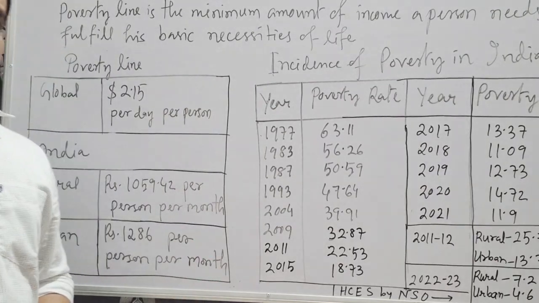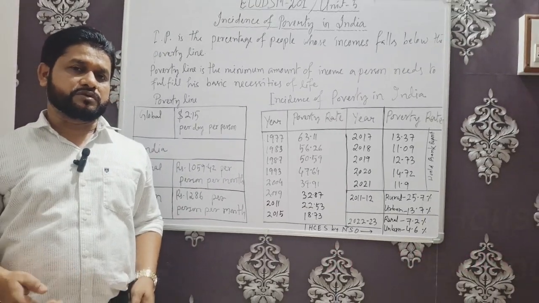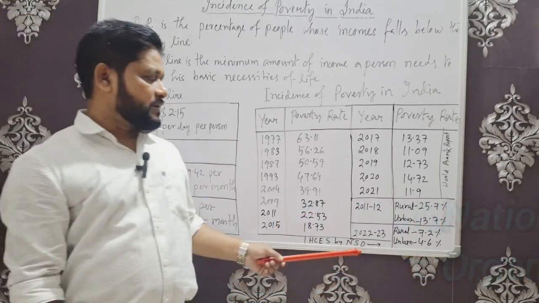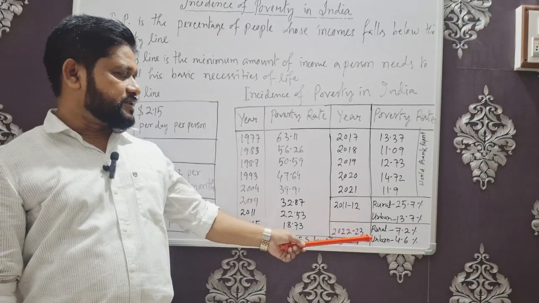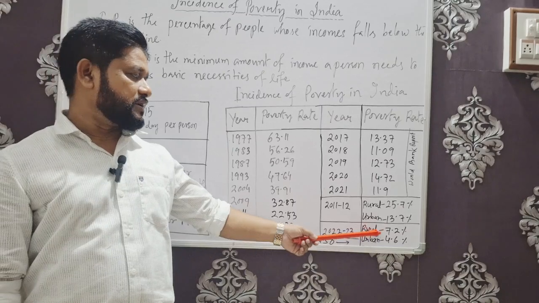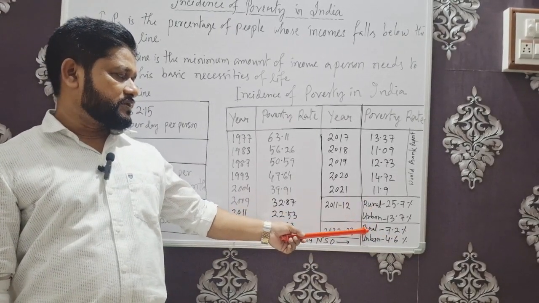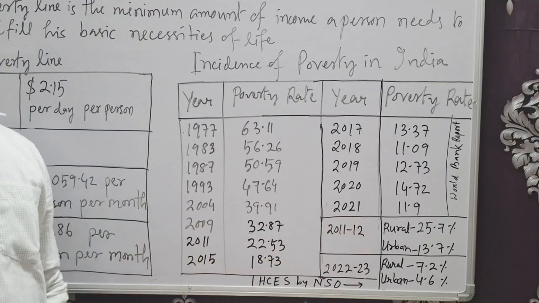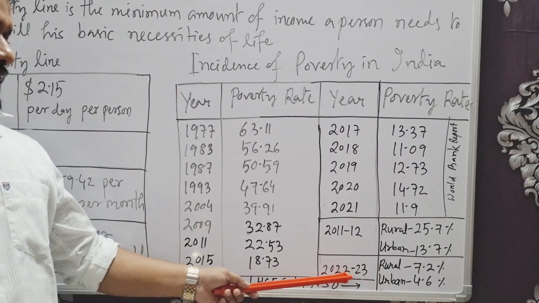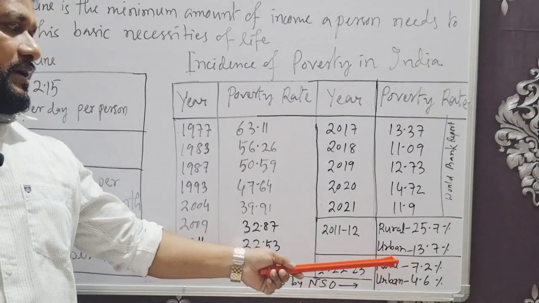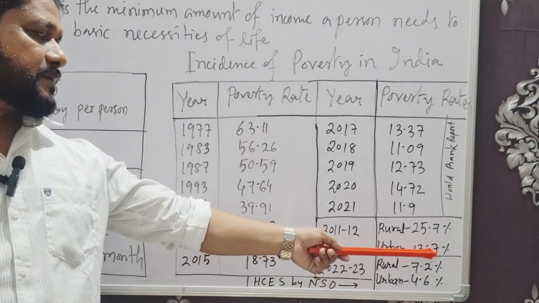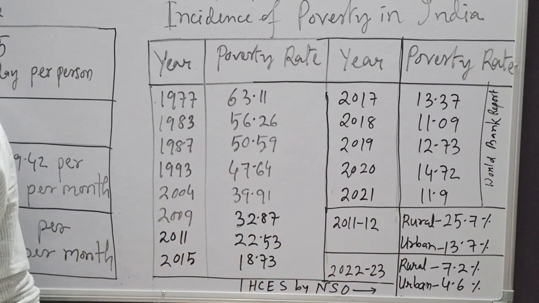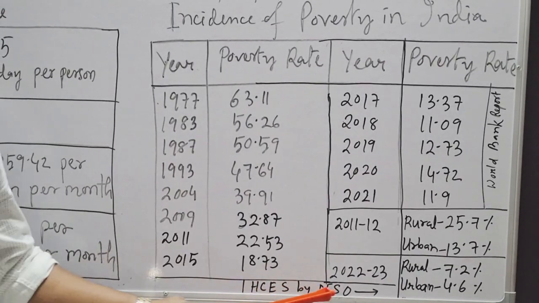According to the recent Household Consumption Expenditure Survey conducted by the NSO, that is the National Statistical Organization, the report says that in 2022-23, the incidence of poverty in case of the rural population is 7.2%, which decreased from 25.7% in 2011-12. And in case of urban poverty, the poverty ratio is 4.6%, which has declined from 13.7% in 2011-12. This is the incidence of poverty in recent times, calculated on the basis of the Household Consumption Expenditure Survey, HCES, by NSO.